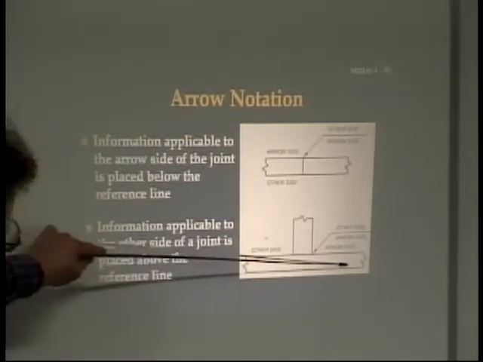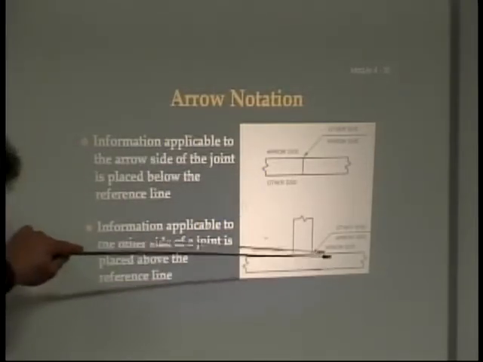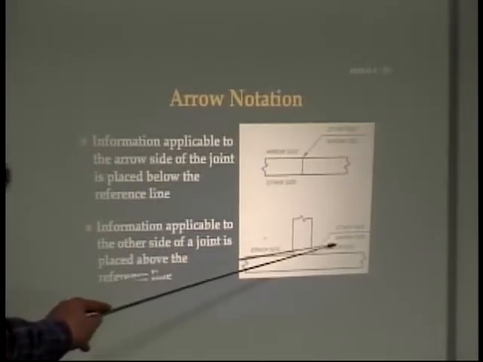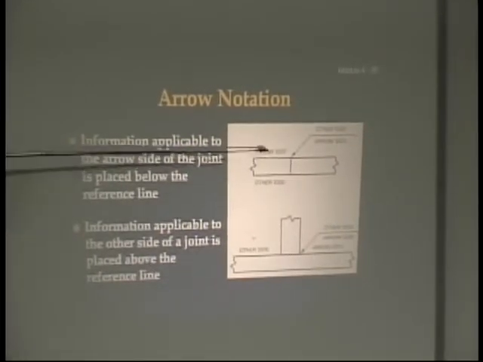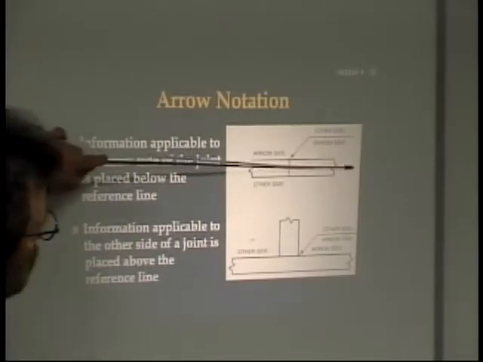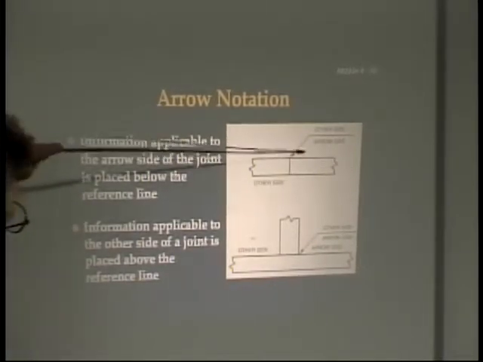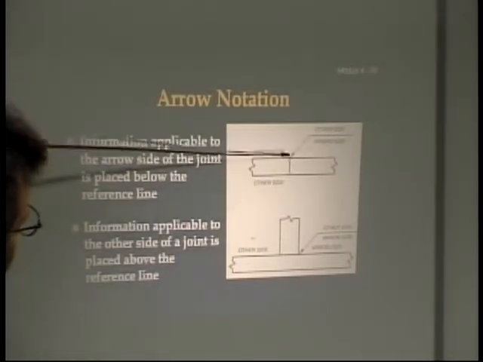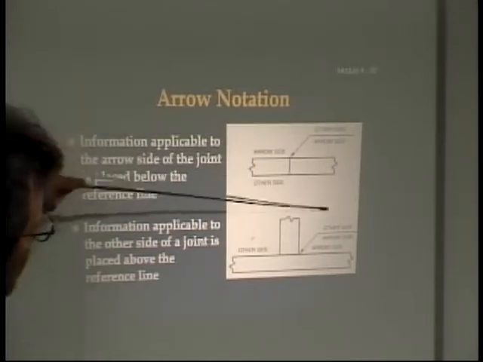And here's the same figure I drew on the board. Here we have a T-joint, arrow side, and other side. And it says information applicable to the arrow side of the joint is placed below the reference line. Information applicable to the other side of a joint is placed above the reference line. So here we have arrow side, other side. Here we have a square groove, square bevel groove joint, and since the welding symbol is above it and it's pointing here, this becomes the arrow side. The other side then would be back down around here.